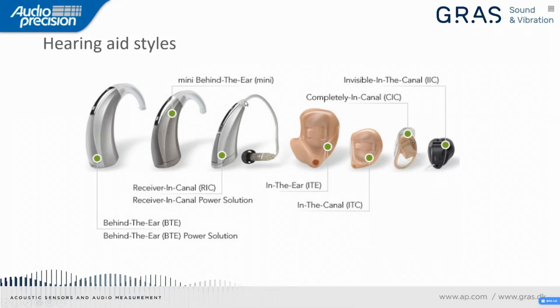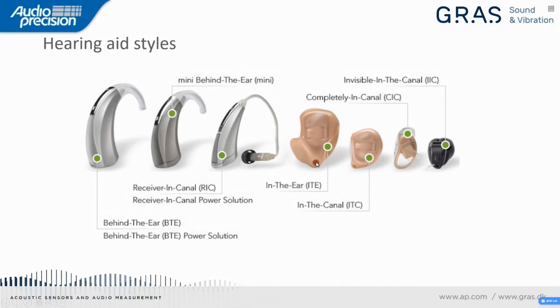Next over here we have an in the ear, and this looks a bit like the in the ear monitor that musicians use. So this one would have microphones on the outside, and then the sound is conveyed through the ear mold into the ear canal. So these sit in the outside of the ear canal.